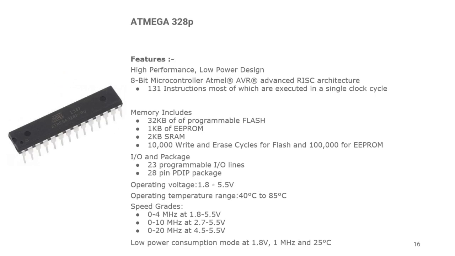The main component of our project is the ATmega 328P. It is an 8-bit microcontroller. Its features include high performance and low power design. Its memory includes 32 KB of programmable flash, 1 KB of EEPROM, 2 KB of static RAM, and 10,000 write and erase cycles for flash, and 1 lakh for EEPROM. Its operating voltage is 1.8 to 5.5 volts. It has a low power consumption mode at 1.8 volts, 1 MHz and 25 degrees Celsius.